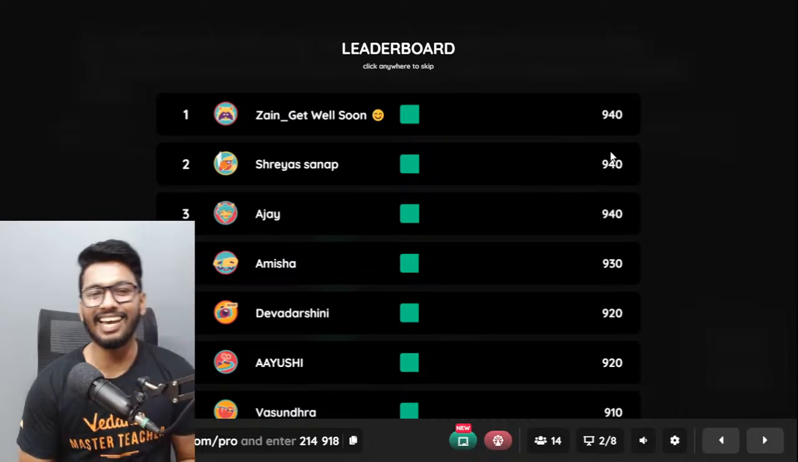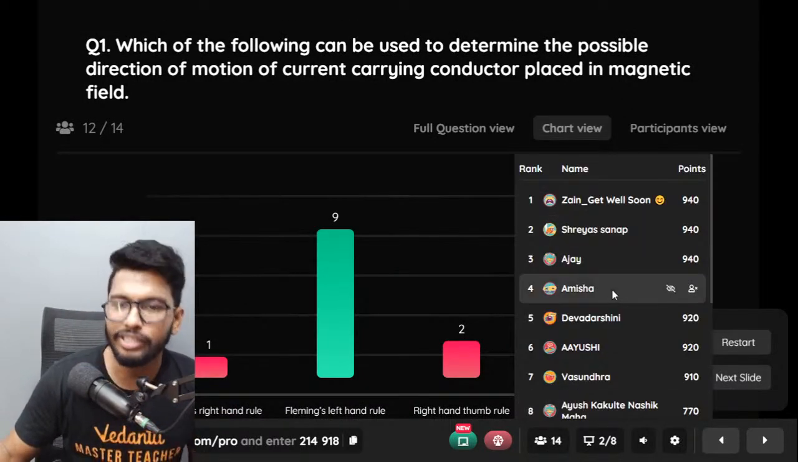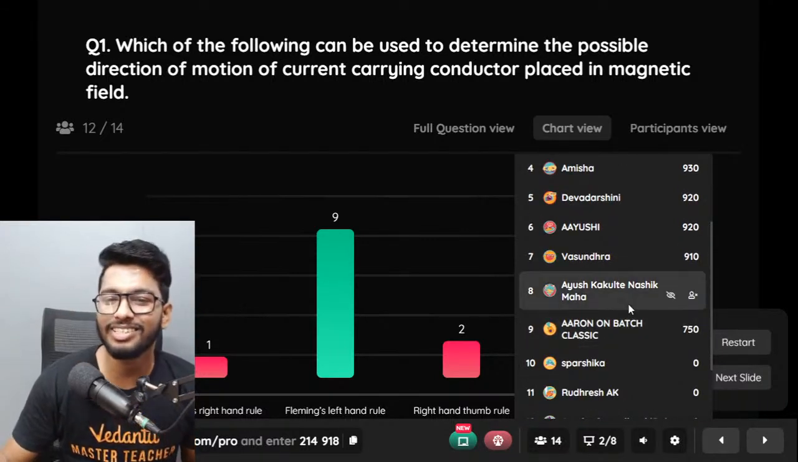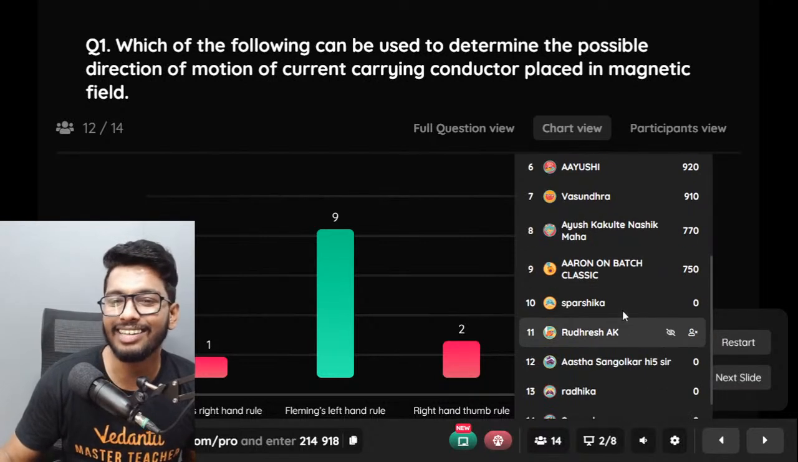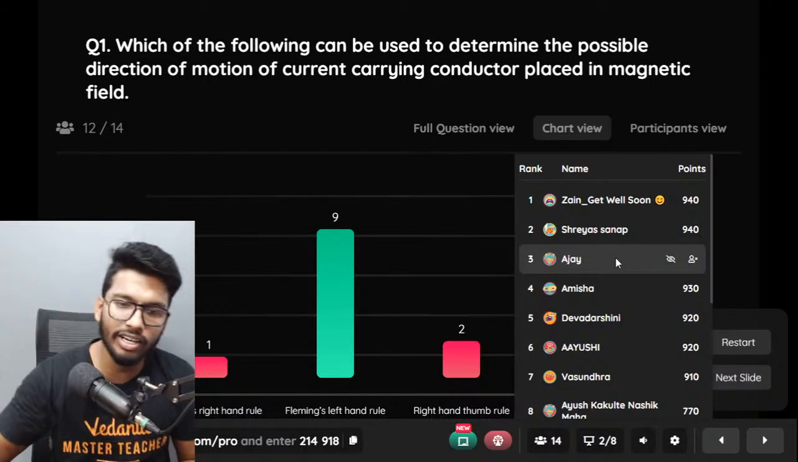Anyways, congratulations Zen, then it's Shreyas, then it's Ajay, followed by Amisha, then it's Devadarshini, Ayushi, Vasundhara, Ayush, and Ayush Kakulte, super awesome, Aaron, Sparshika. Congratulations guys, good start. Nine of you got the right answer.